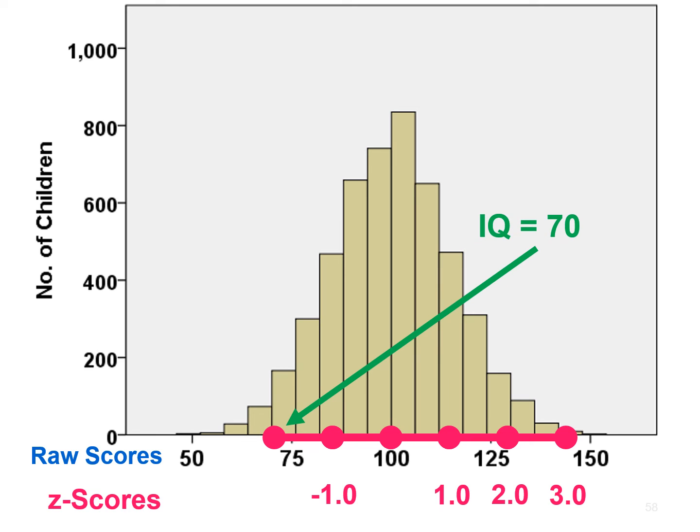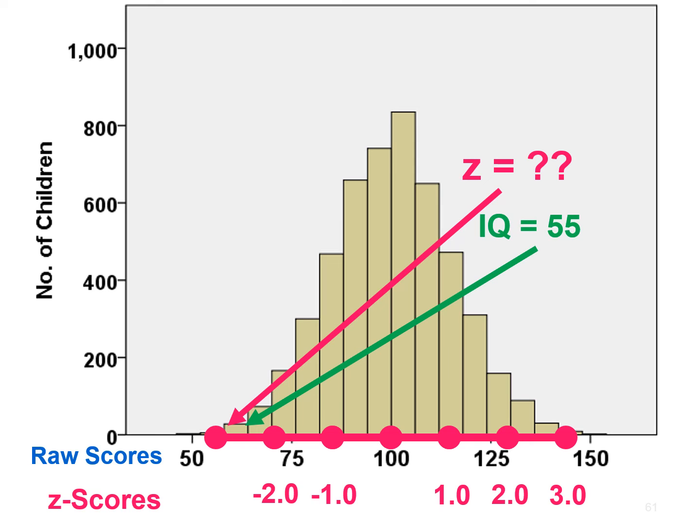Now we come to children with an IQ of 70. What do you think their Z-score is? An IQ of 70 is equivalent to a Z-score of -2. How about an IQ of 55? What is the equivalent Z-score? Correct, this would be a value of -3 for the Z-score.